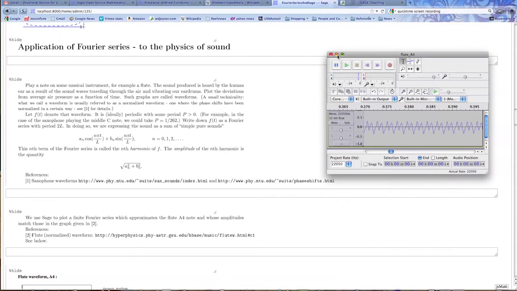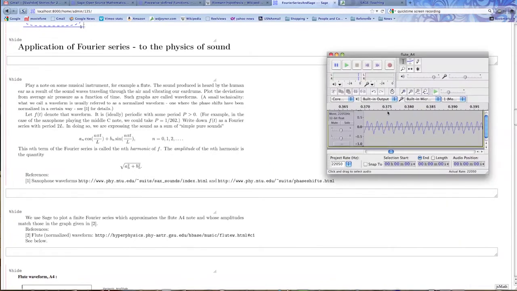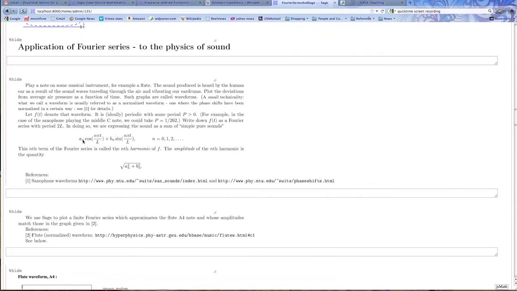That is a flute playing the note A4. And you can see here, this is Audacity, and it is displaying the actual audio file there. This pattern here, this periodic pattern, is called a waveform. And the question, since that waveform, as you noticed, was nice and periodic, is can we somehow come up with coefficients a_n and b_n that match those and add them up and use Fourier series to approximate that waveform? So if we let f of t denote that waveform, t now represents time.